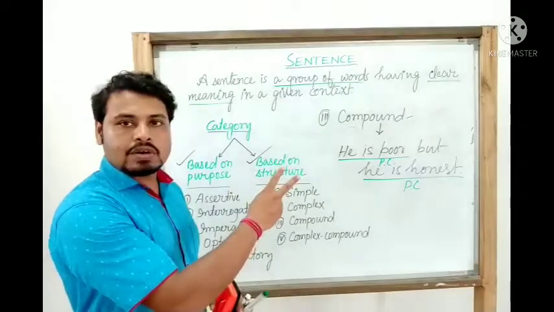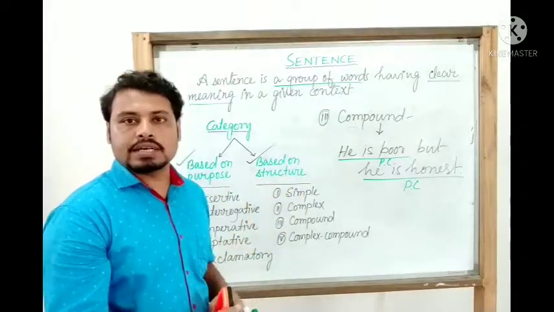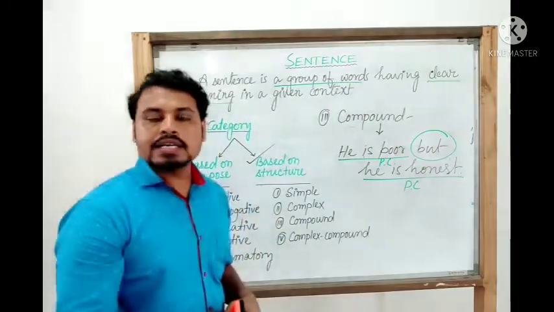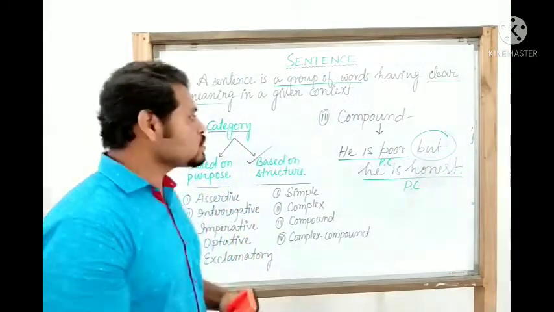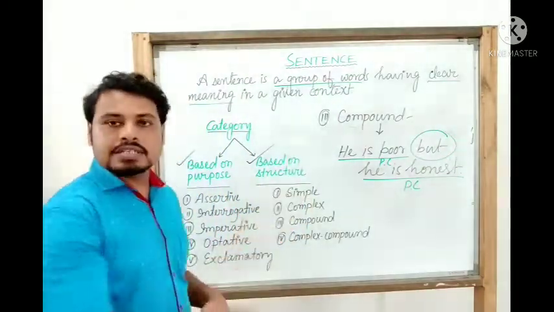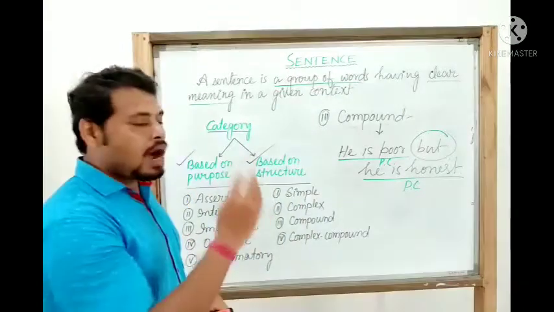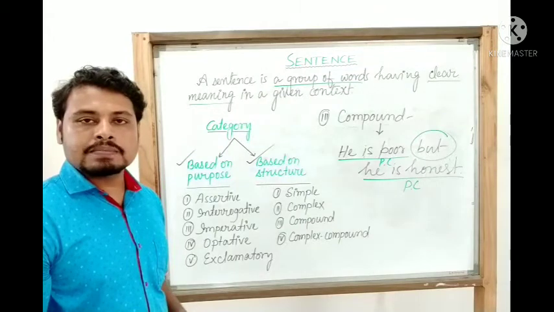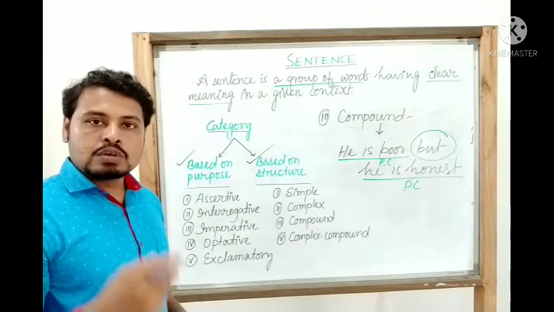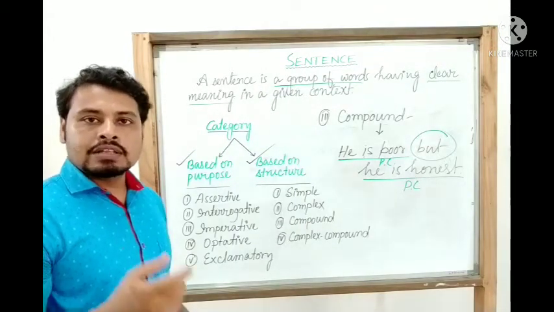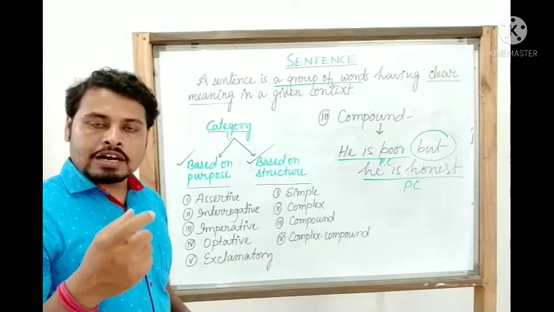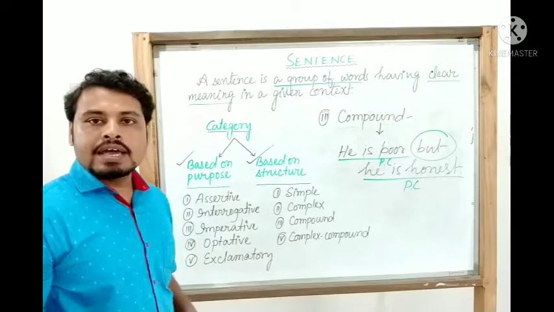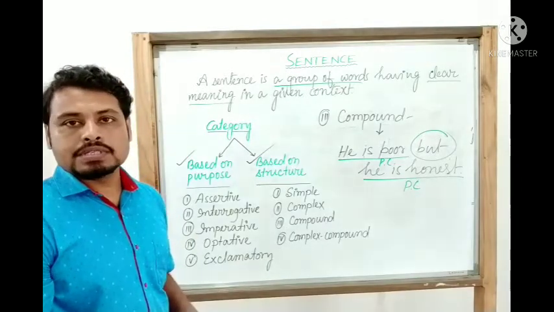These two principal clauses are joined together by what? By this particular coordinating conjunction. That is why this type of sentence is known as a compound sentence. So a compound sentence is a sentence that has two principal clauses, and the clauses are joined by a coordinating conjunction. And this is an example of a compound sentence.